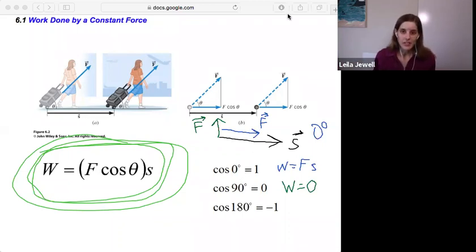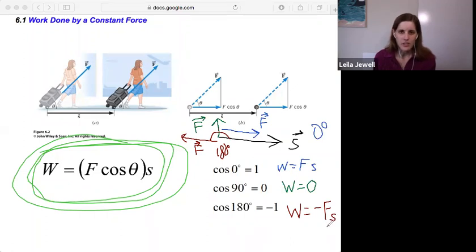What about the last case? If the force is 180 degrees from the displacement. So that's the full 180 degrees there. Well, in this case, if you take cosine of 180, you get -1. So that tells us that in our equation, if we plug into work equals force times cosine theta times s, you get negative force times s.